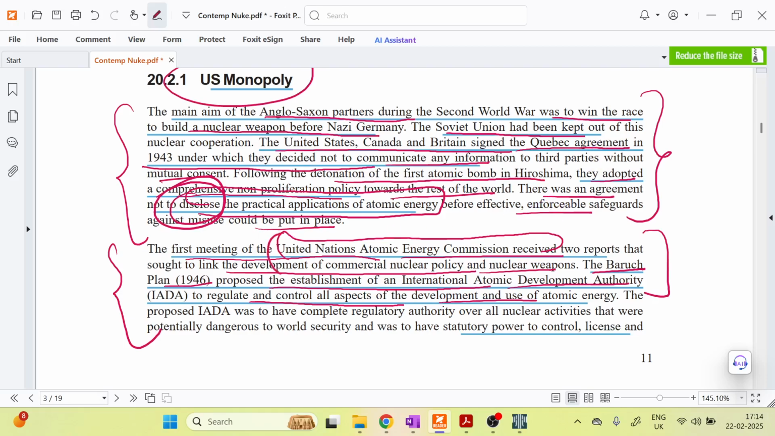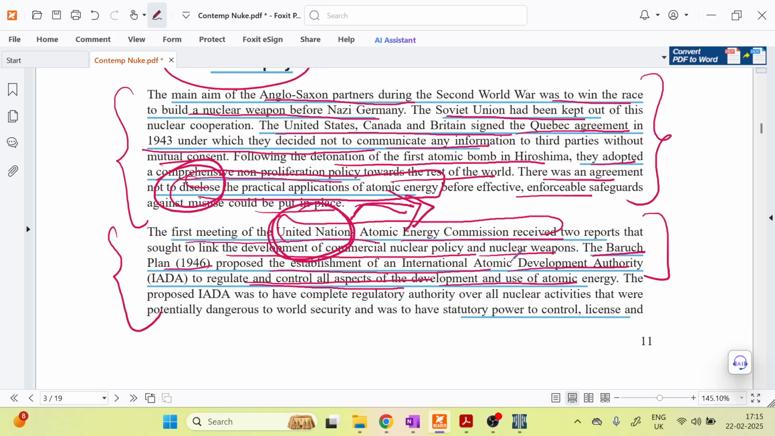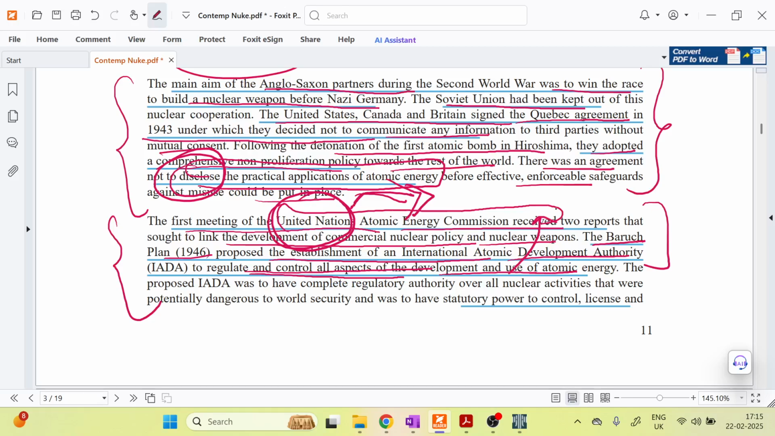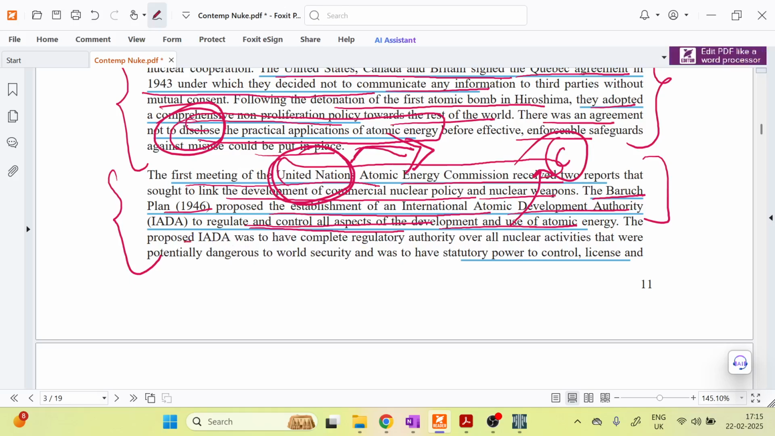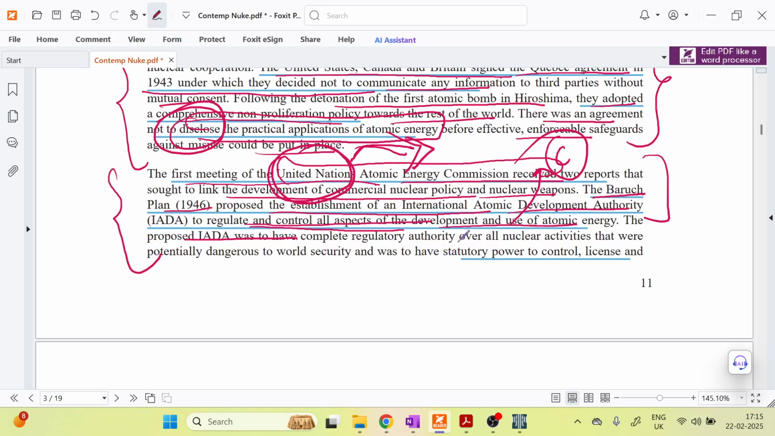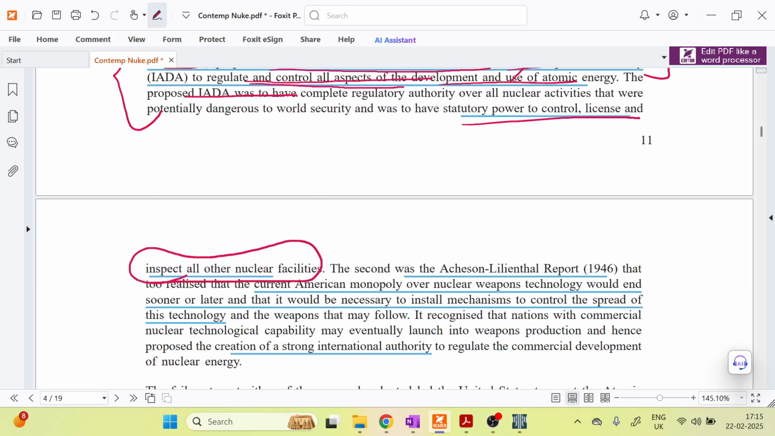So the United Nations sought to find a way out. It sought to keep a watch on this development of nuclear weapons by other countries. So this Baruch Plan proposed that a regulatory development authority would be established so that it can regulate and control all aspects of development and use of atomic energy, because it had one other element, its civilian element, and this proposed authority would have the statutory power to control, license, and inspect all other nuclear facilities.